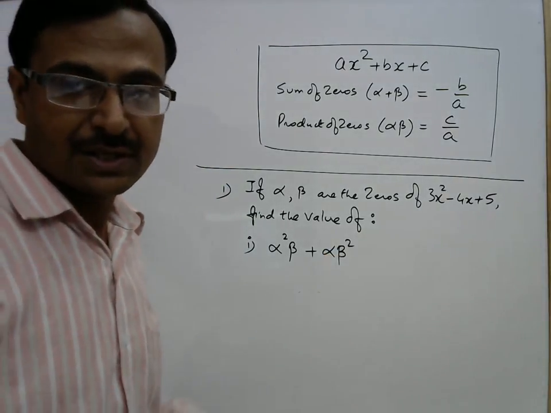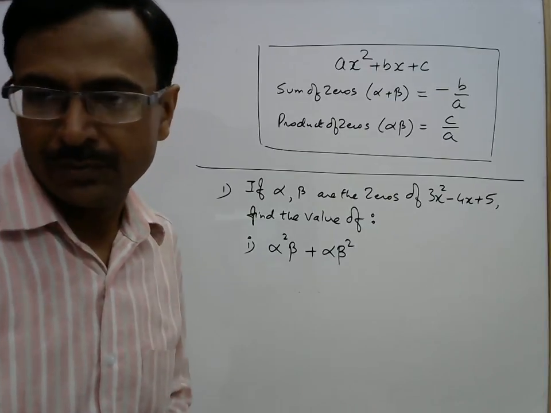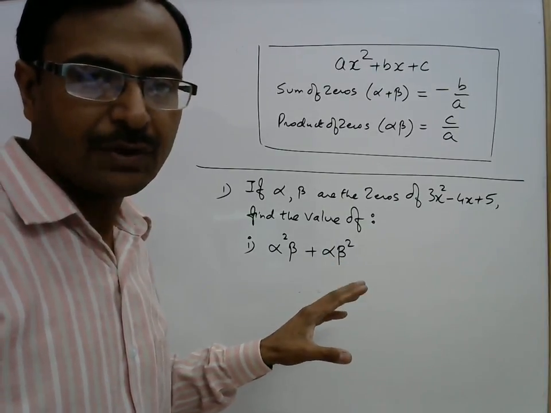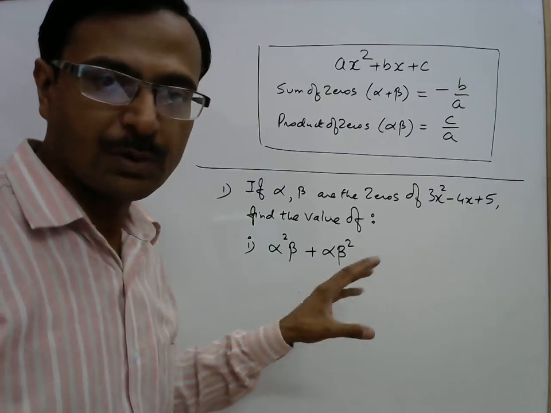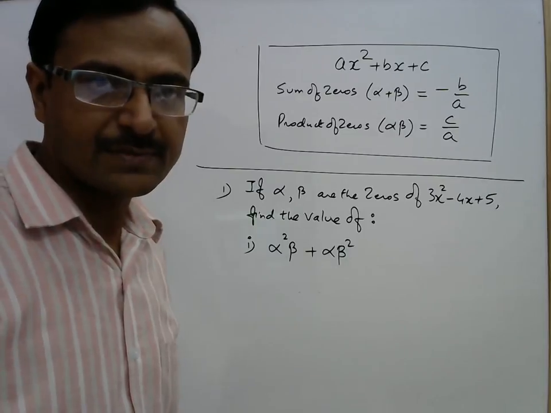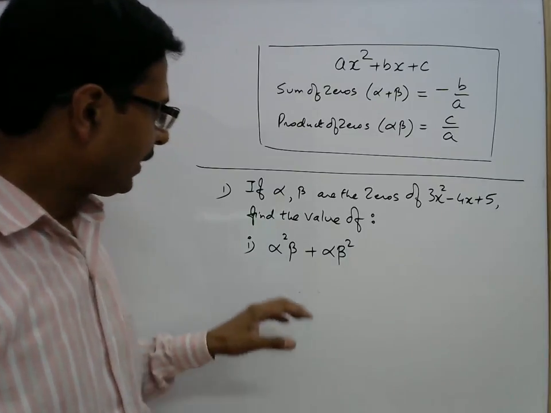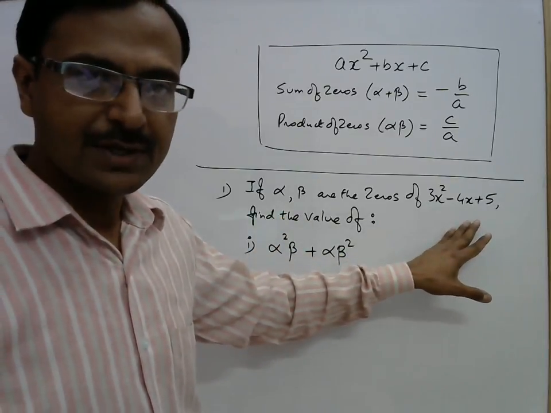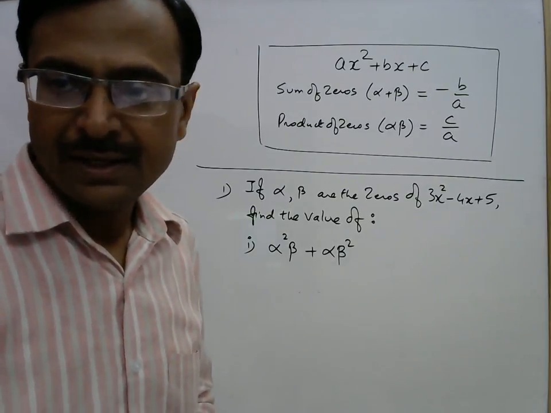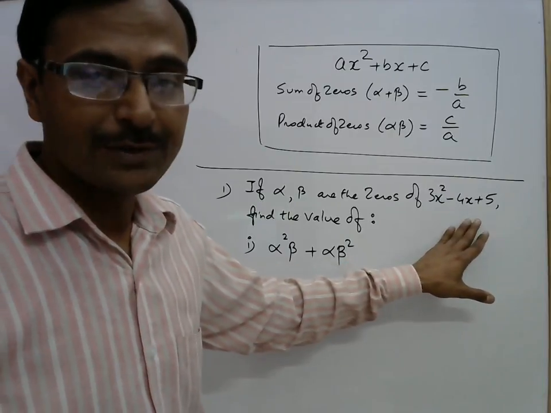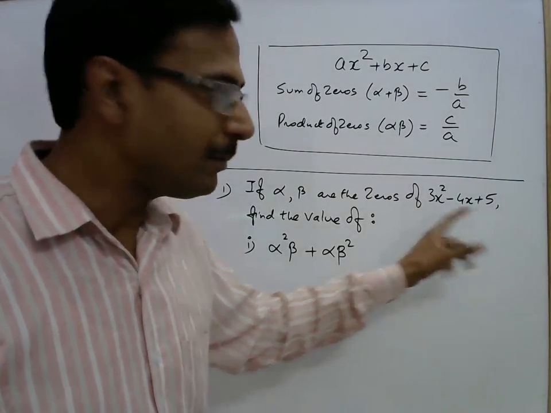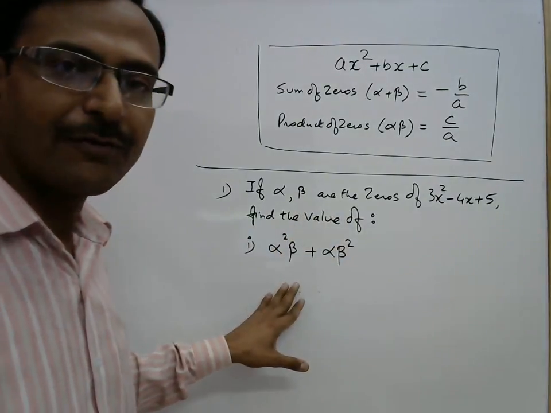Now this is the first important problem of this type, and we will surely do lots and lots of problems of this kind because very often you find this question in board exams. So if alpha and beta are the zeros of this, you have to find the value of this. Now the first thing which comes to mind is to find the zeros of this given polynomial and represent them by alpha and beta and put the values of alpha and beta here.